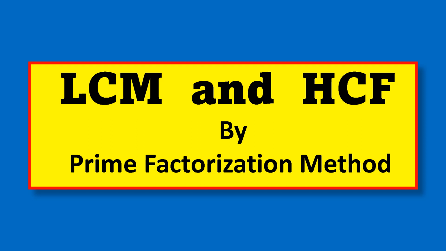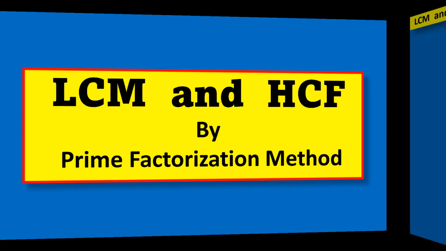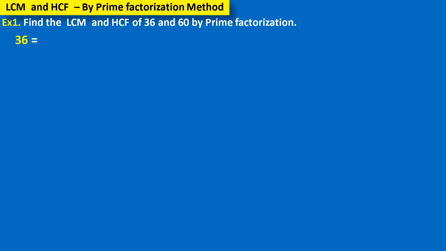LCM and HCF by prime factorization method. Let us see example number 1. Find the LCM and HCF of 36 and 60 by prime factorization. First of all, resolve the given numbers into prime factors. 36 resolve into prime factors.